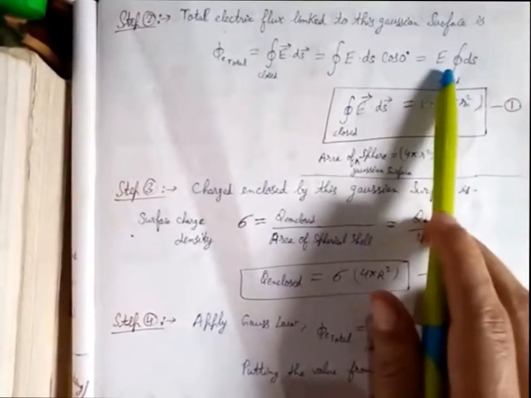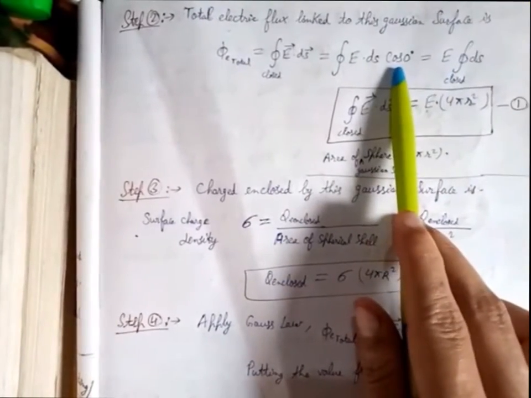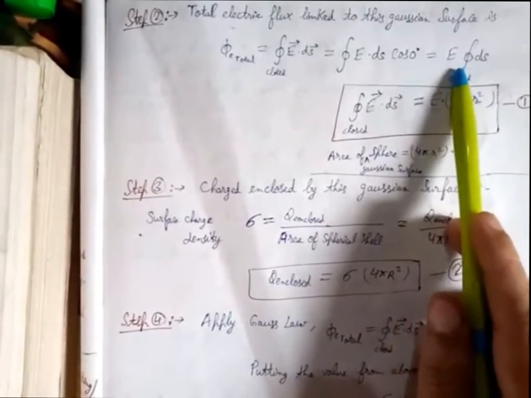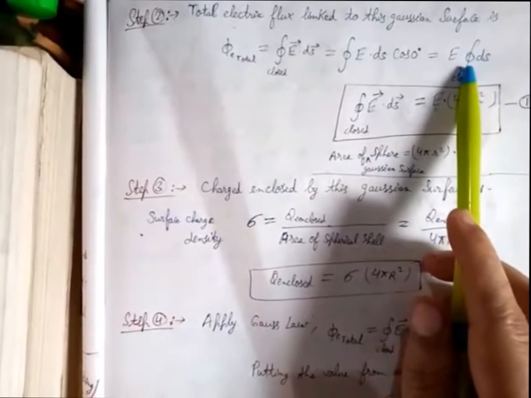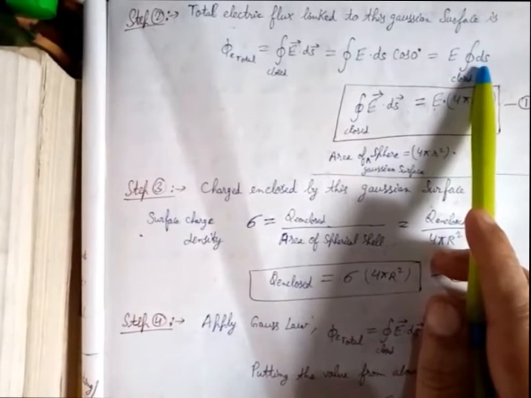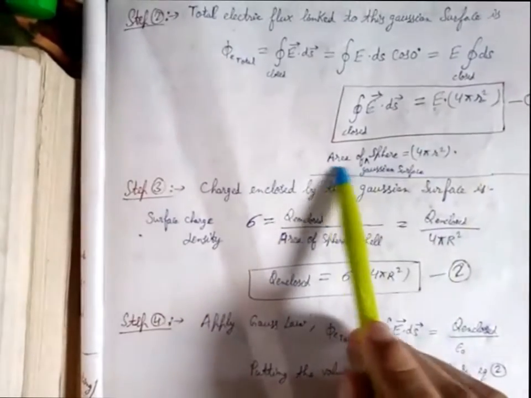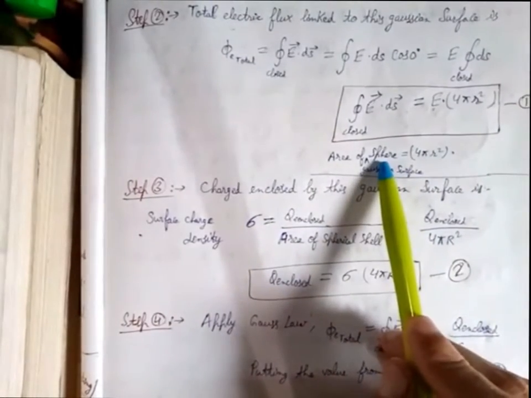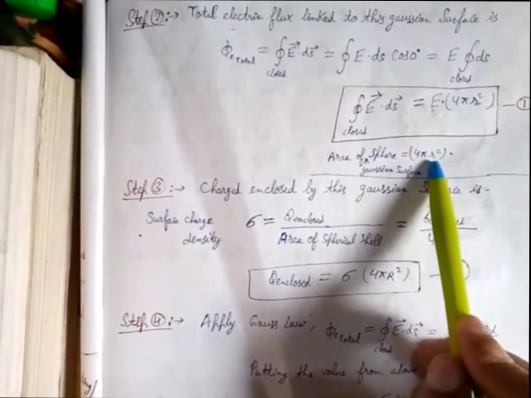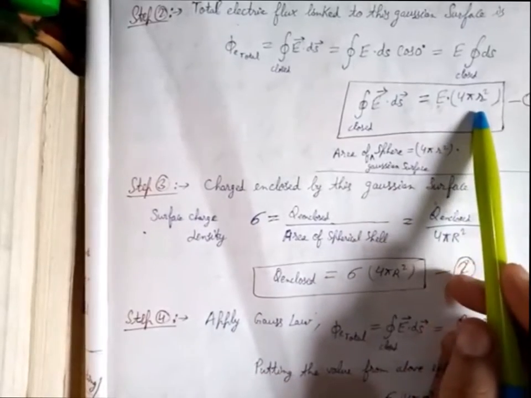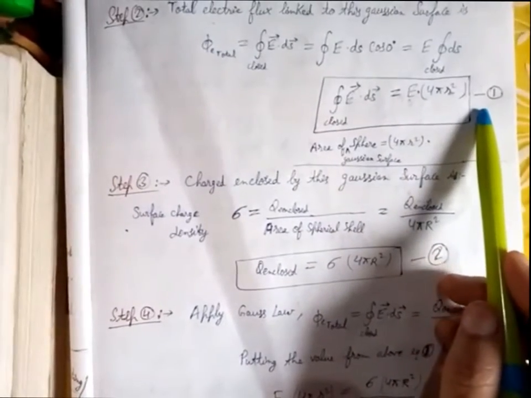So this angle theta is 0 degree, so cos of 0 is 1. So electric field, it is uniform, it is coming out of the integration, and the closed integral of small ds area vector will be equal to the area of the Gaussian surface, that is of a sphere, that is 4 pi r square. So closed integral E dot ds will be E into 4 pi r square. This is equation number 1.